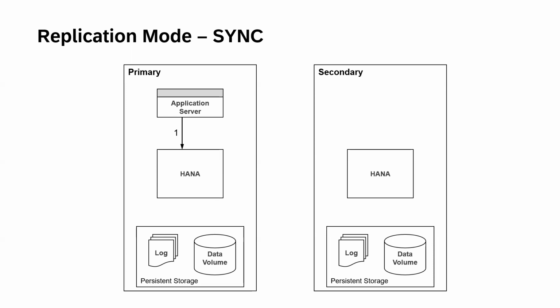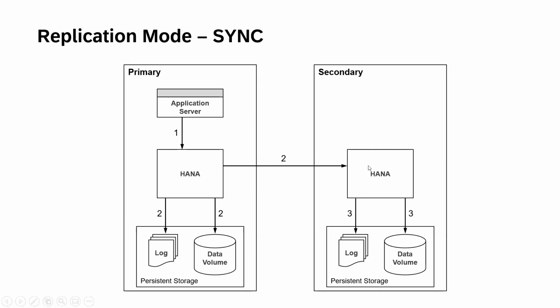What does it do? It sends it simultaneously to where? First it sends it to the log file, and also it sends it to the data file, and then it also writes to the second instance. What I'm talking about is the first method, synchronous replication mode, that is sync. So when the change data is sent to the HANA instance, it writes the data to the log and data volume, and simultaneously it also sends the data to the secondary node. In the secondary node, the data is written to the log and data volume.